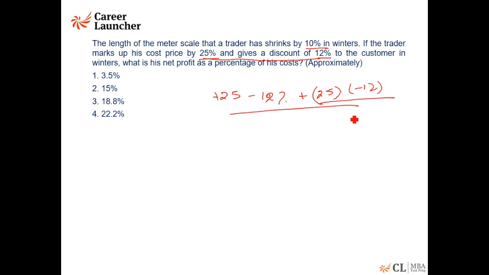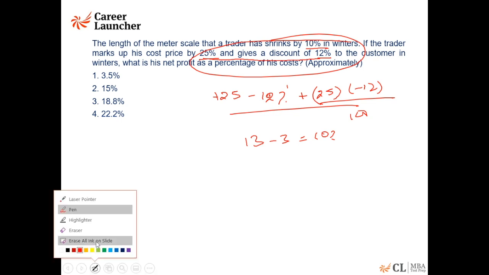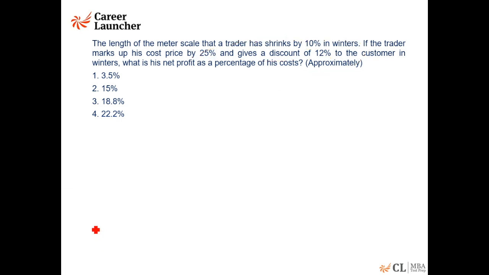Sorry. By 100. So 25 minus 12 is 13, and 25 into 12 is 300 by 100, 3. 10%. So this is nothing but a net increase of 10%. This is what should strike you immediately. This is nothing but successive increments. So we need to find the net profit as a percentage of cost.